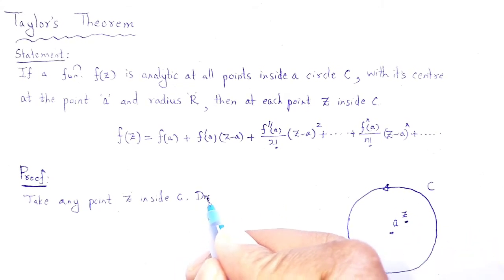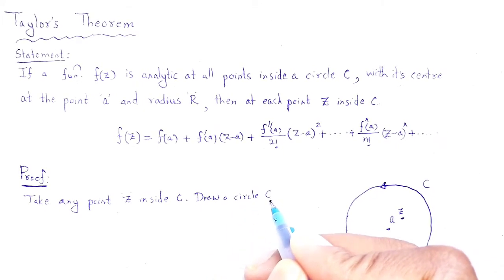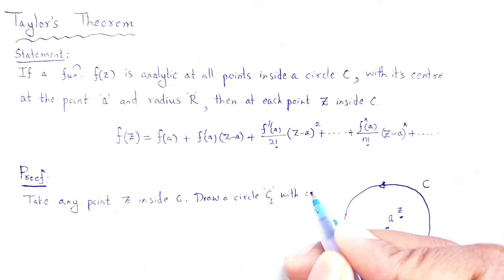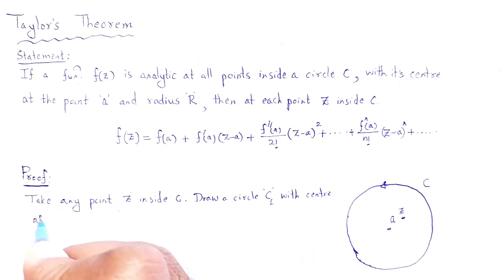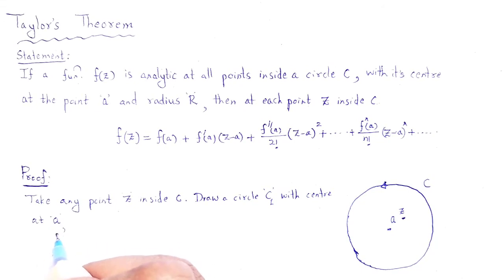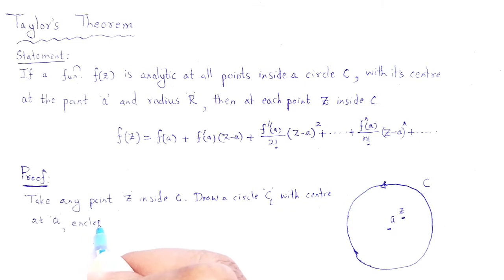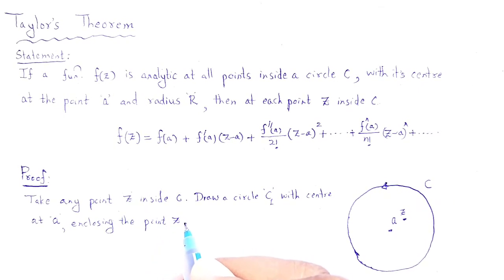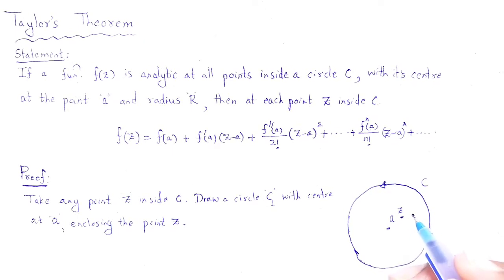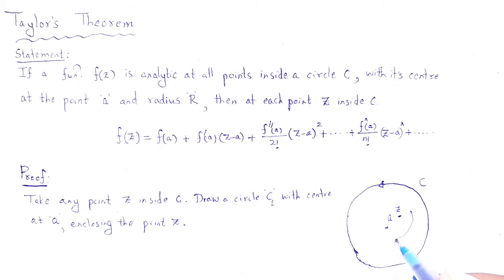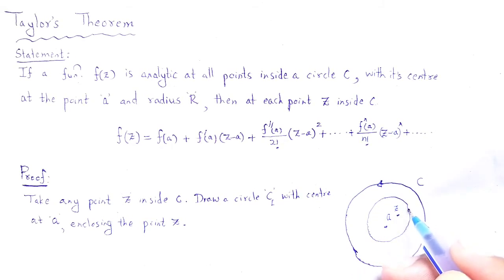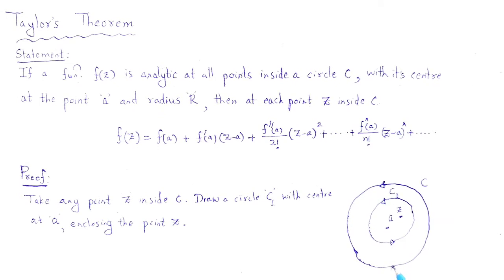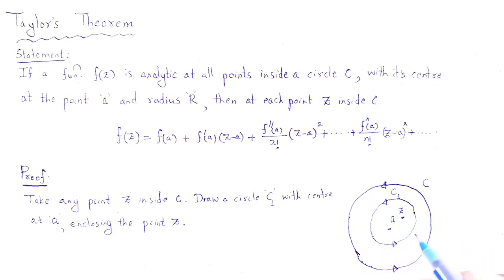Now draw a circle C1 with center at A enclosing the point Z. That is the point Z. So, I draw a circle named C1 that encloses the point Z.